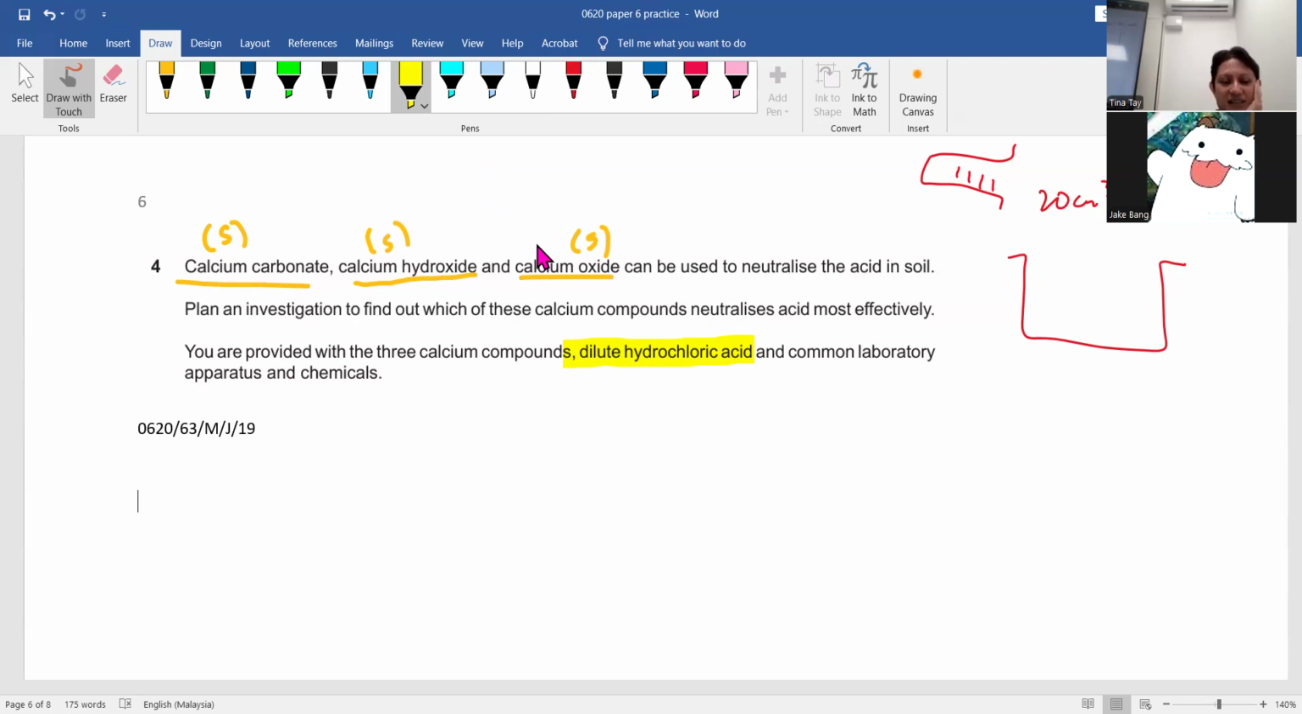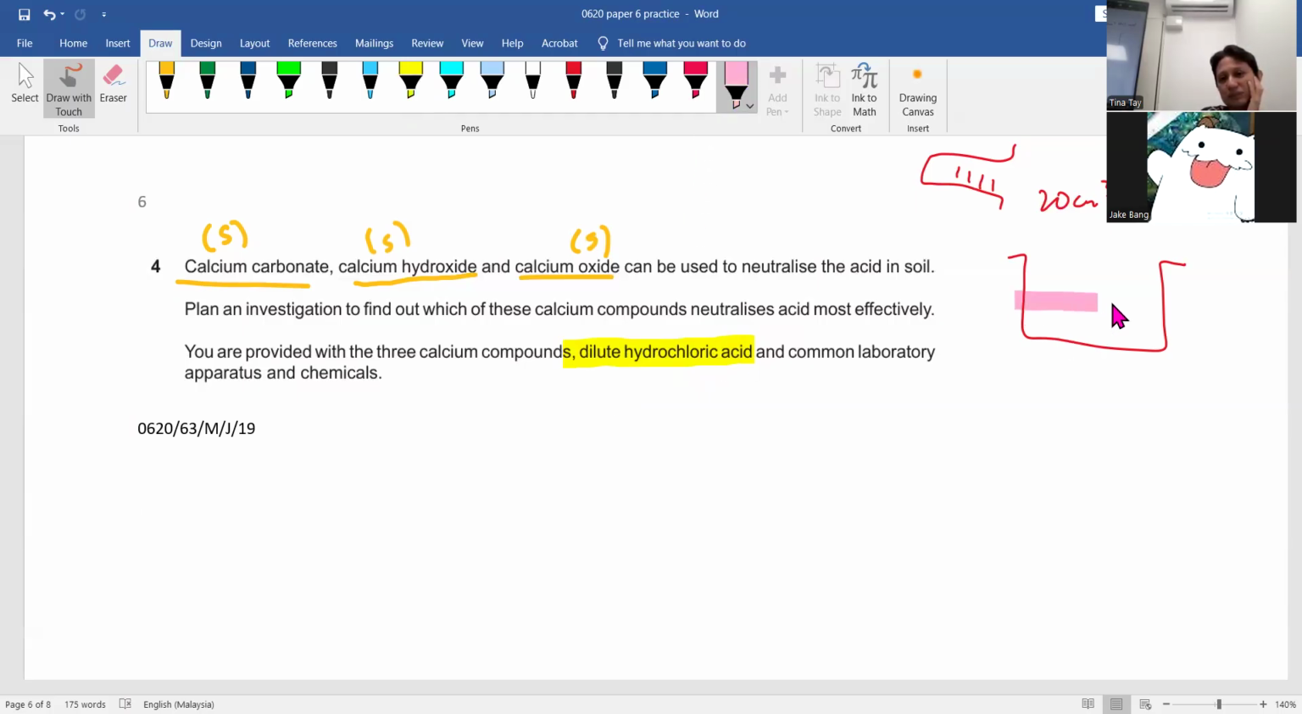If I use hydrochloric acid, I'll get calcium chloride. If I use sulfuric acid, I'll get calcium sulfate. Calcium sulfate is insoluble. It won't dissolve. It will just work halfway. Get it? Think out of the box, guys.